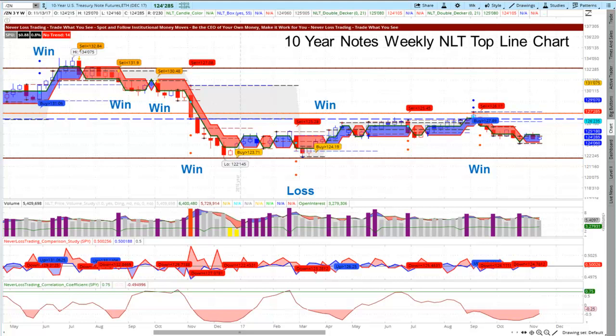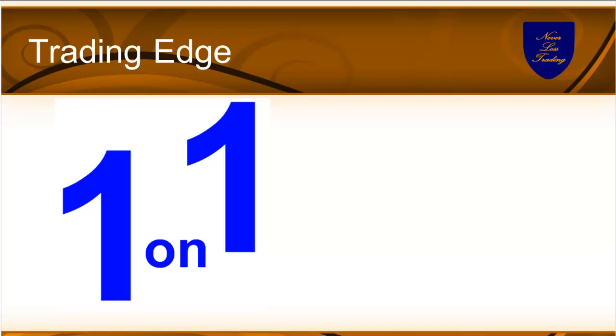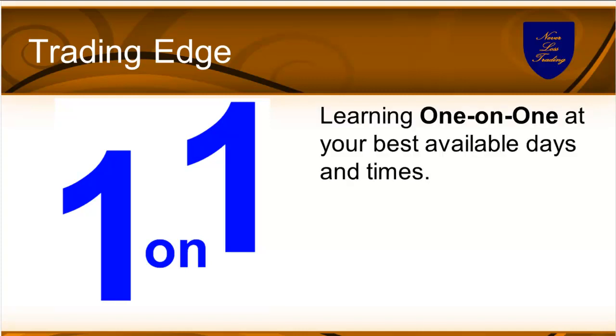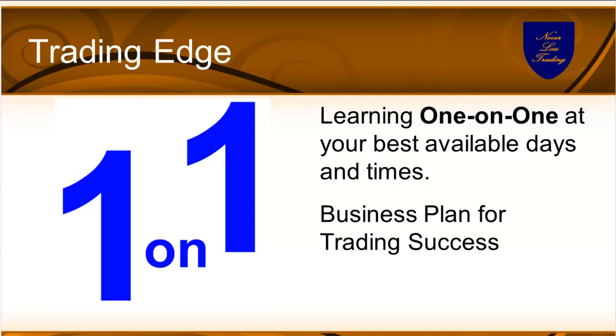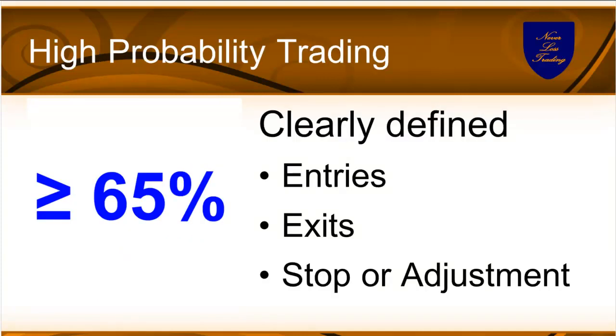If you want to learn trading like that, we do it one-on-one, because everybody has slightly different perspectives, desires, wants and needs, and so we focus on your wants and needs at your best available days and times, and we help you to put together a business plan for trading success that suits you. It will contain clearly cut entries, exits, and stops, striving at an attainment rate above 65%.